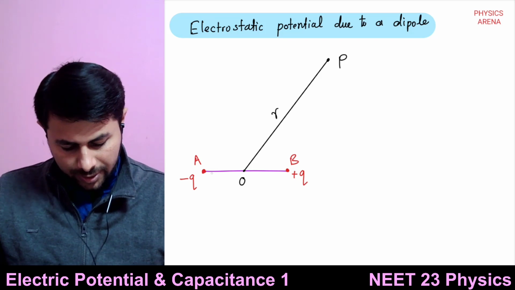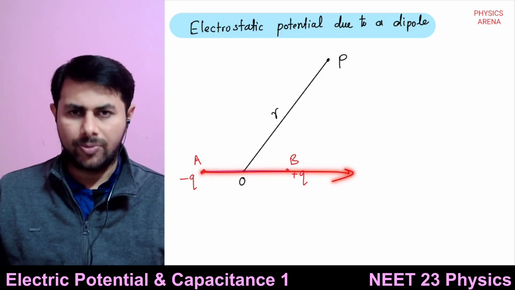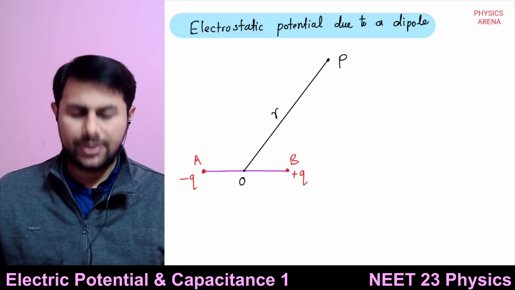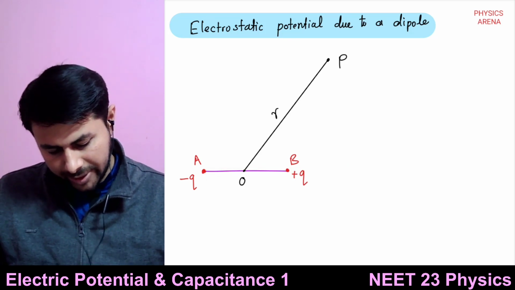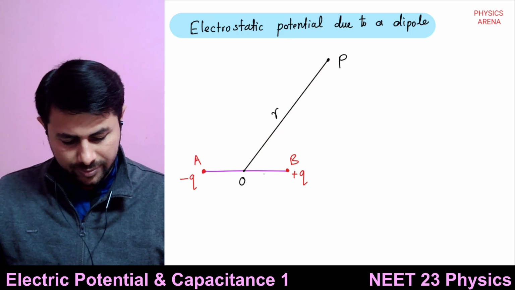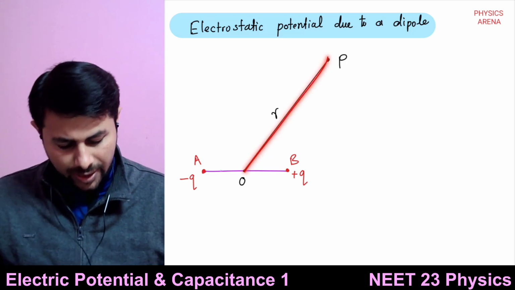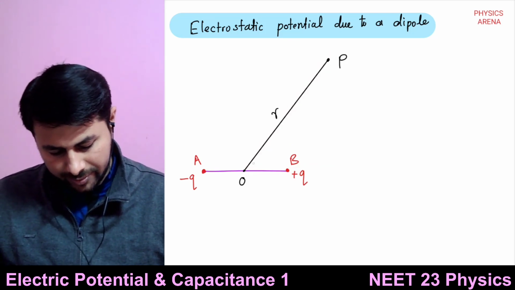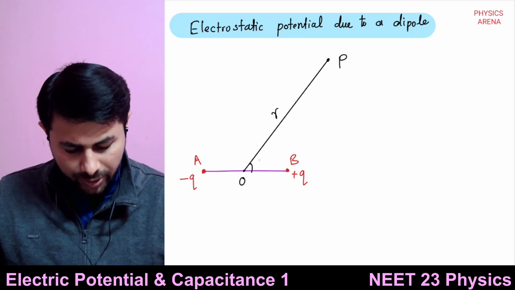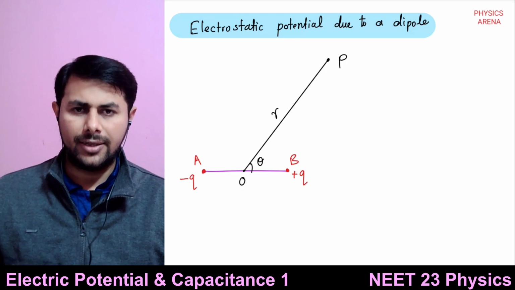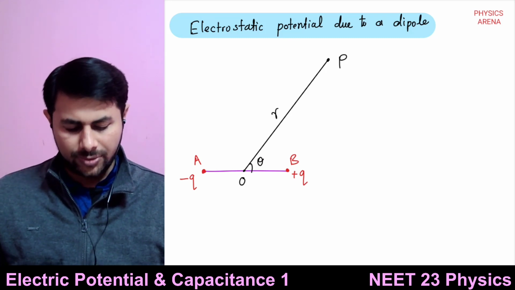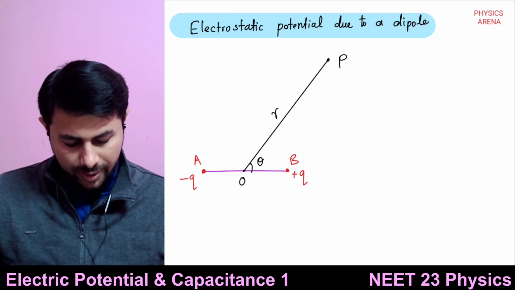And this is the electric dipole moment. We know the electric dipole moment is directed from minus q to plus q. The angle between this R, or distance OP, and the electric dipole moment, or you can say the axis of the dipole, is theta. This is the angle between the two, right? So let's find the potential due to this dipole at point P.